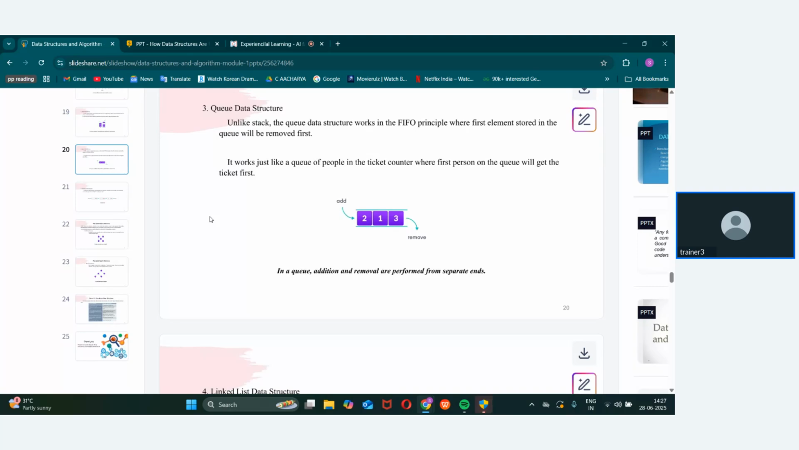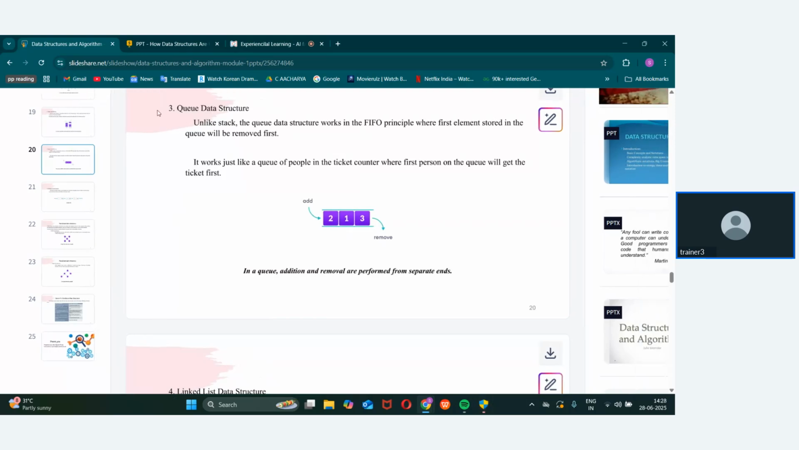After the stack data structure, we have the queue data structure. So what happens in a queue? Unlike stack, the queue data structure works with the FIFO principle. While talking about stack, we dealt with the LIFO principle, right? Whereas the queue follows the FIFO principle. The element that is let in first will be out first, where the first element stored in the queue will be removed first.